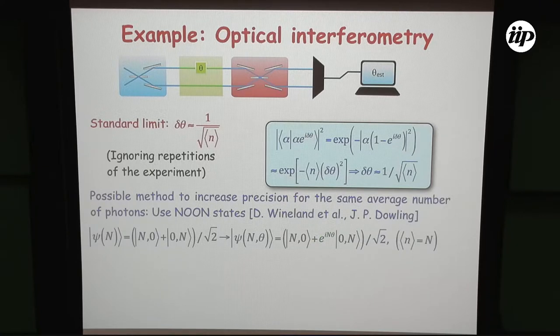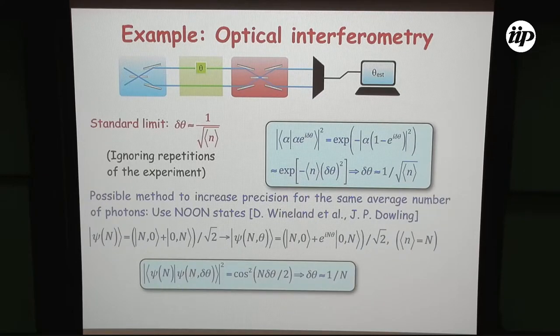Now, if you want to differentiate this state from the previous one, you should look at the scalar product between them. And here I just replace theta by delta theta. So this scalar product is very easy to calculate. It's given by this expression. And you see that these two states become orthogonal when this argument here is equal to pi over 2, which means n delta theta equal to pi, that is, delta theta of the order of 1 over n. Now, that's quite different from what we get here. So this is the so-called Heisenberg limit.